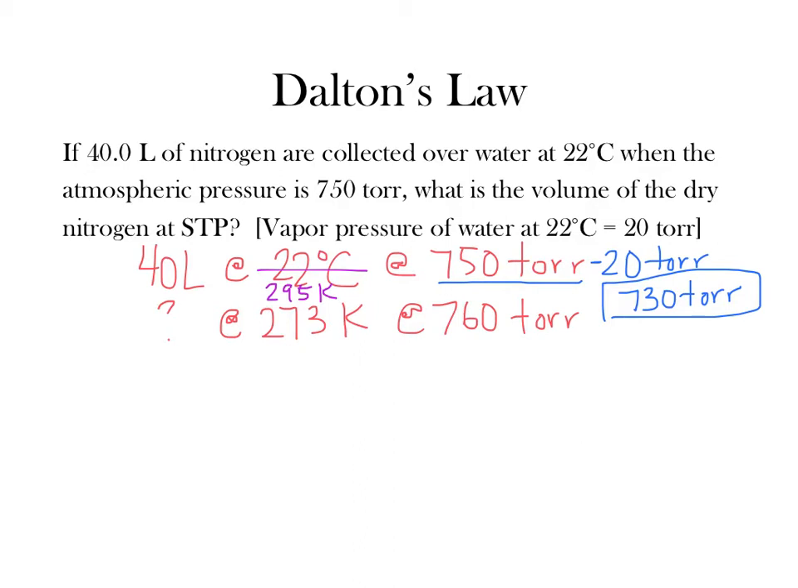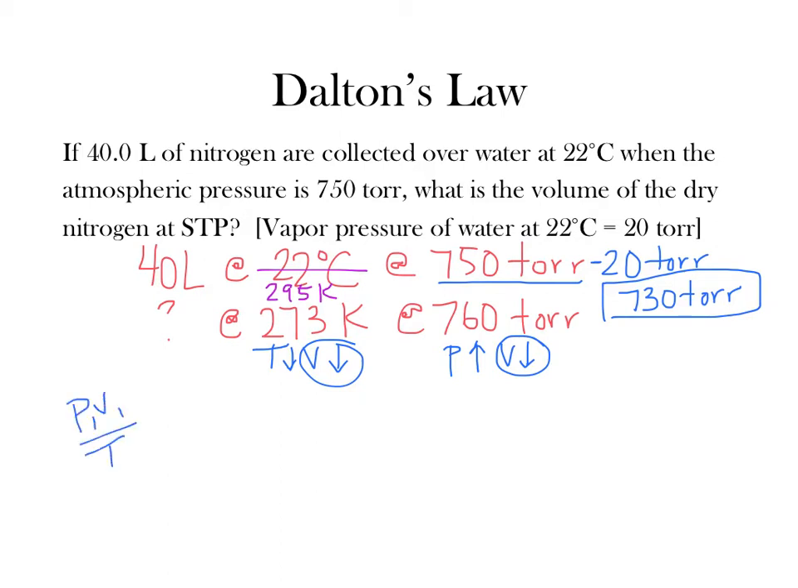The 760 we're going to leave alone because that's the dry nitrogen at STP. So this is a combined gas law problem. Pause the video now. Solve this one on your own. Okay, I hope that you actually did that. Let's see. Temperature's going down. Volume should be going down. Pressure is going up. Volume should be going down. So I'm going to expect an answer smaller than 40.